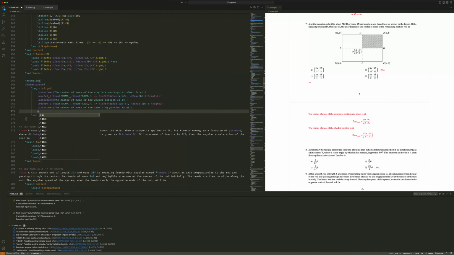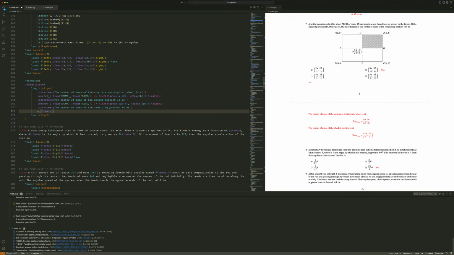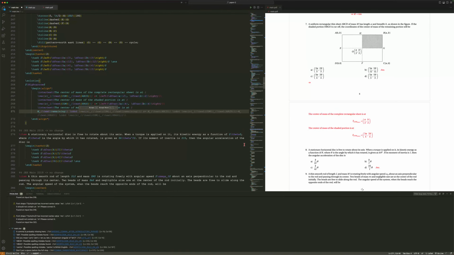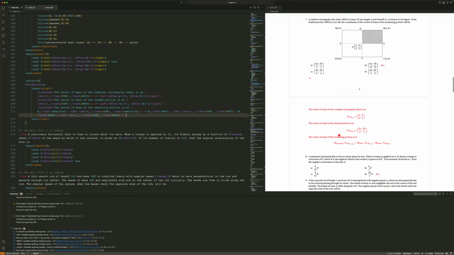M remaining, text remaining, M remaining into, you can just see dot M remaining into V center of mass remaining. Yes, it's doing it. Let's run it first and see what's providing us.